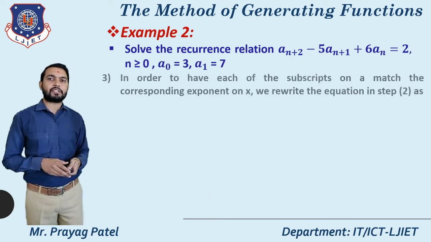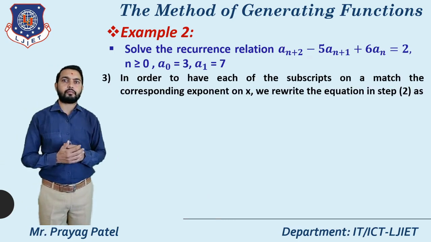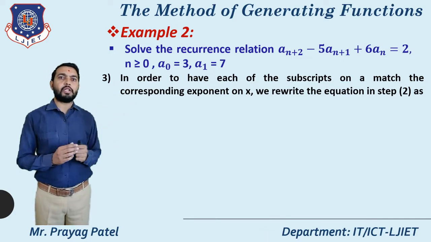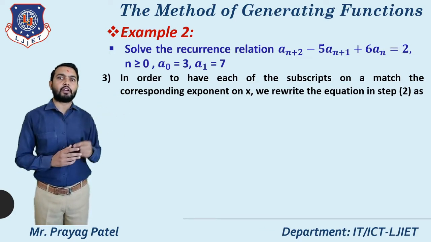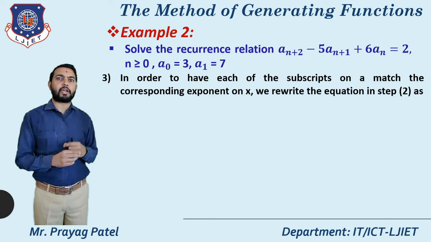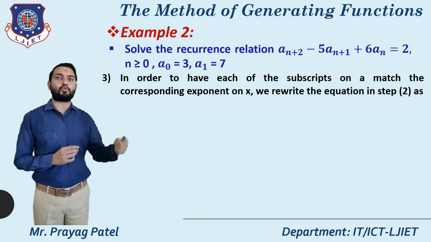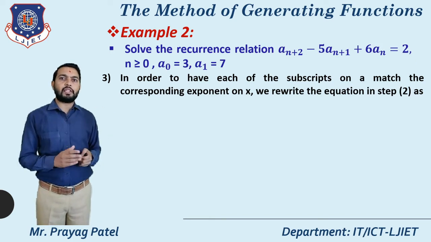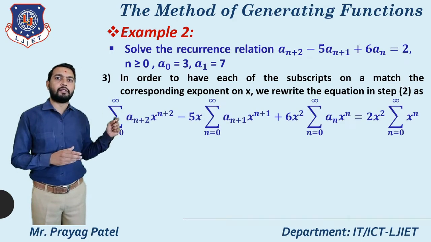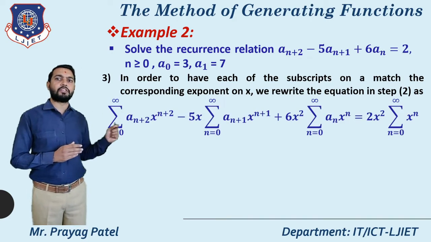Now after that, the next step is step number 3. In step number 3, in order to have each of the summations match the corresponding value of x. So in some cases it is x raised to n, in some cases x raised to n plus 1, in some cases x raised to n plus 2, like this. So we match the exponent of x according to our formula. Then we will get the resultant value.